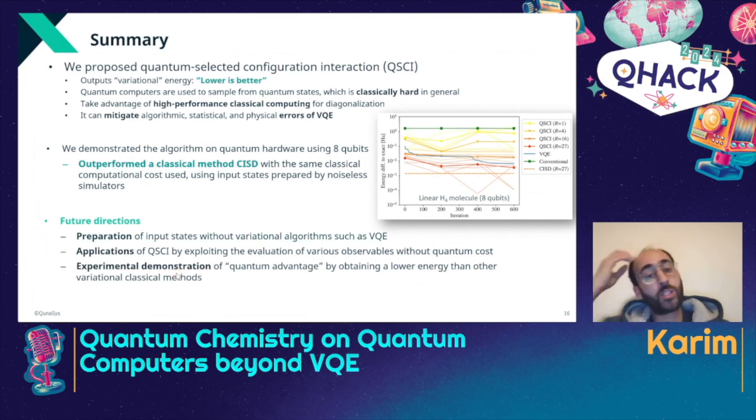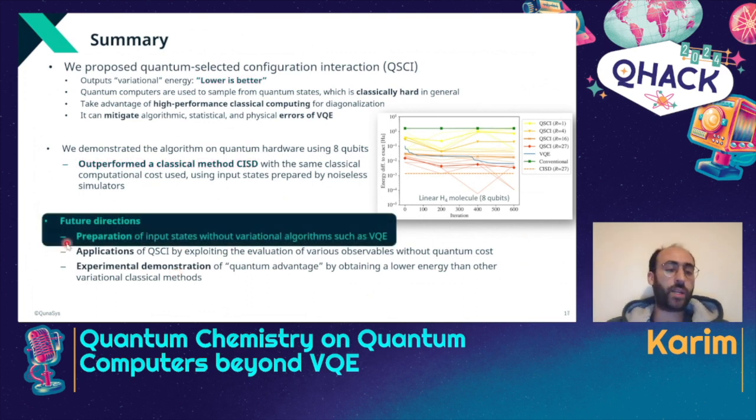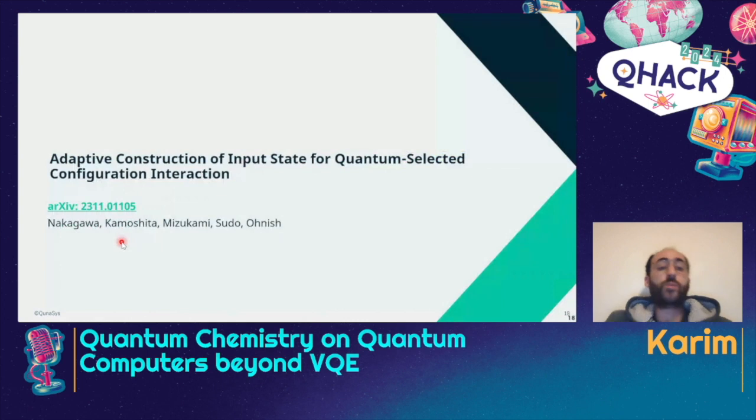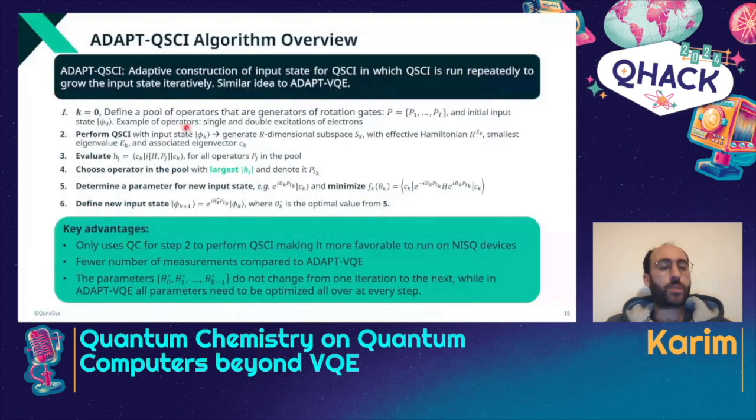approach. So this first thing is what we have already done, and my next couple of slides are going to be about ADAPT-QSCI and how this works. So this was also published last year. The idea of ADAPT-QSCI is to use an adaptive construction of the input states, in which we run the QSCI algorithm multiple times and we grow the input state iteratively. This is a similar idea to ADAPT-VQE, for those who know ADAPT-VQE, and I will tell you a little bit about the key advantages of ADAPT-QSCI compared to ADAPT-VQE.